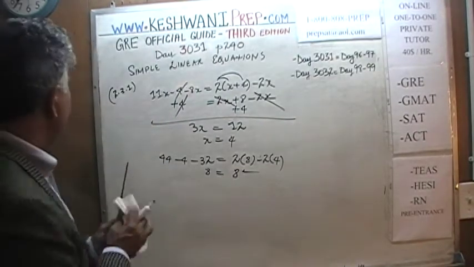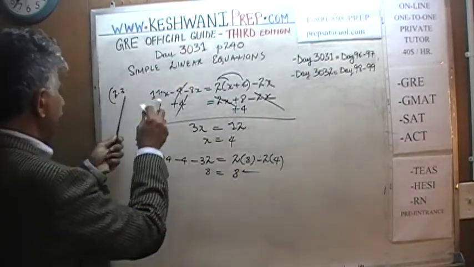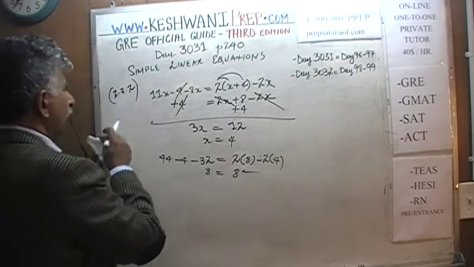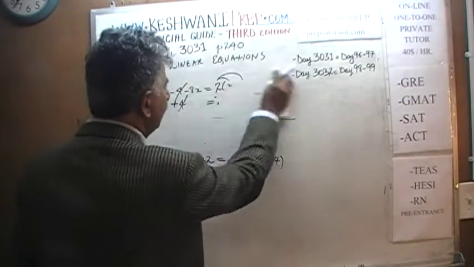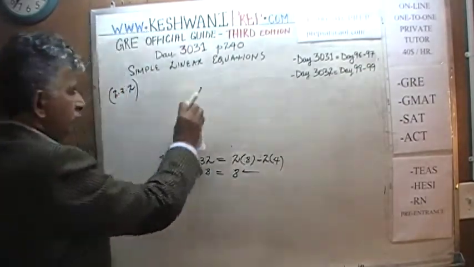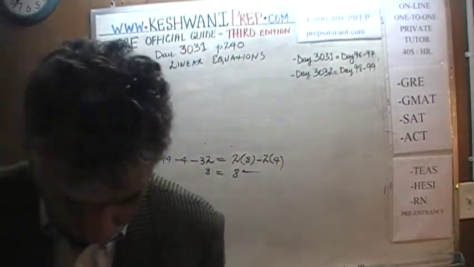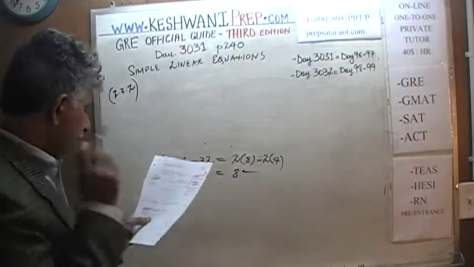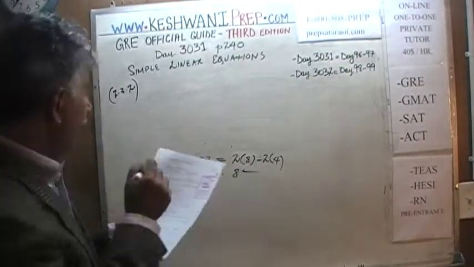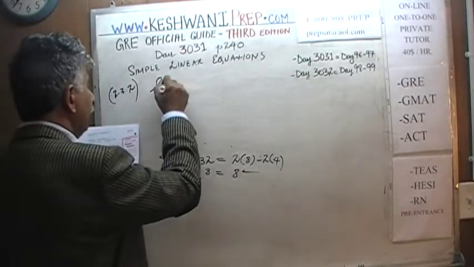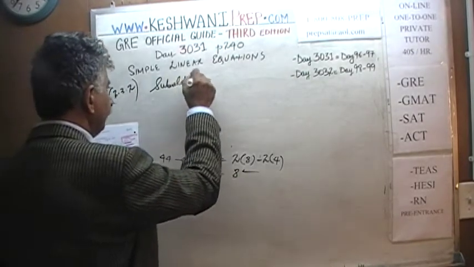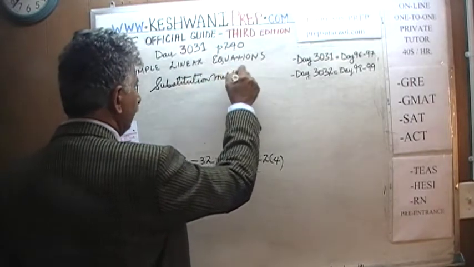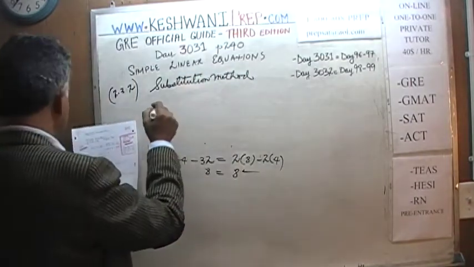Let's do the next one. 2.3.2, which is a system of equations, simultaneous equations. There are only two of them, so that can't be that bad. And in 2.3.2, they want us to use what is known as the substitution method.